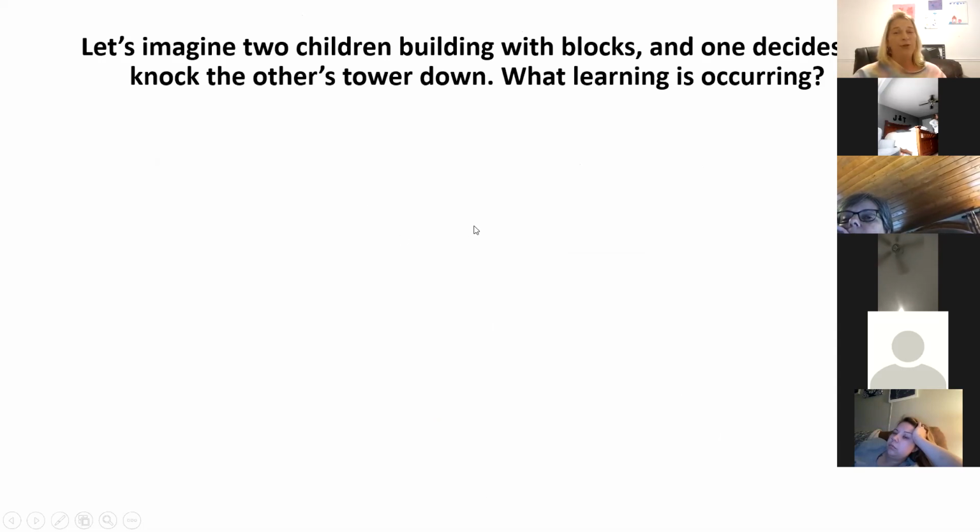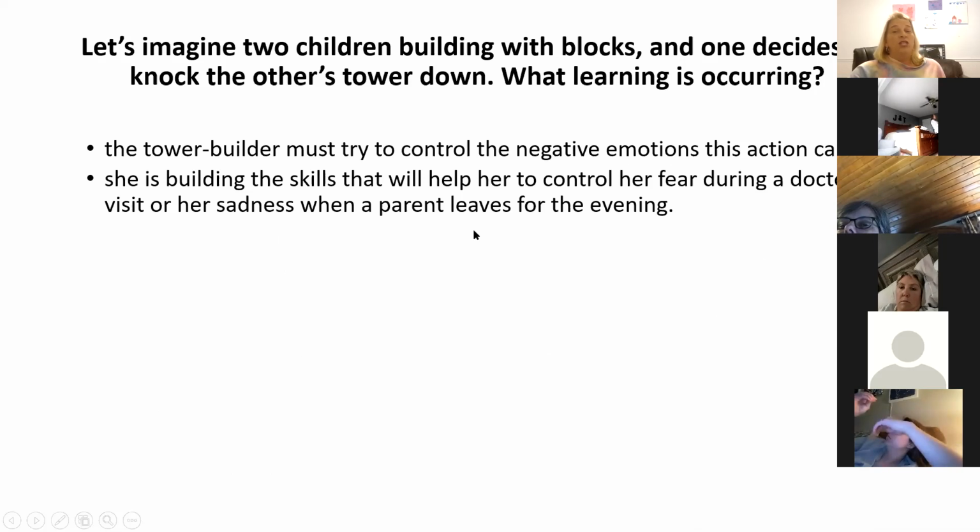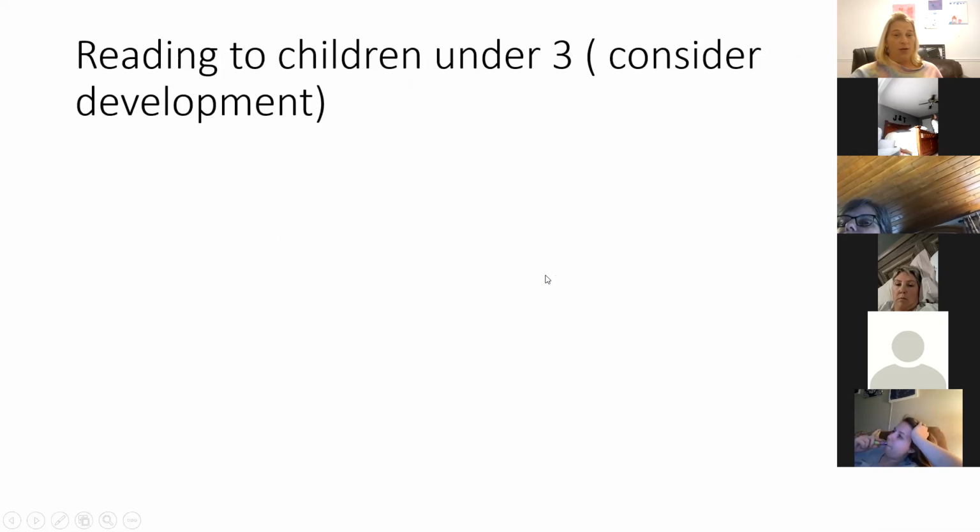Okay. Building blocks. One kid knocks the other kid's tower down. So what is the child who got their tower knocked down learning? You're like, okay, yeah, no learning there. There is pretty powerful stuff, because with your help, they are being guided to learn to control negative emotions. She's building those skills that help her deal with sadness and fear later on in life.